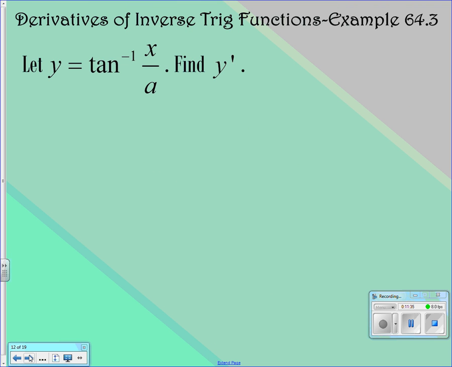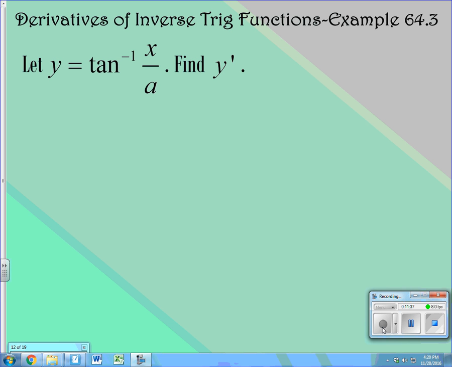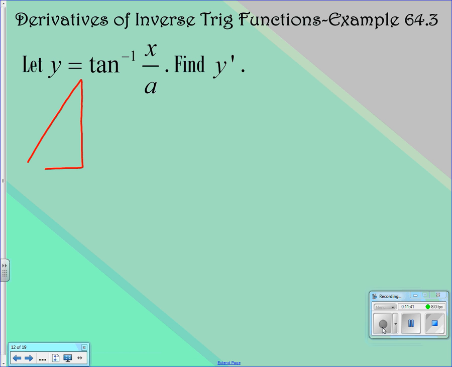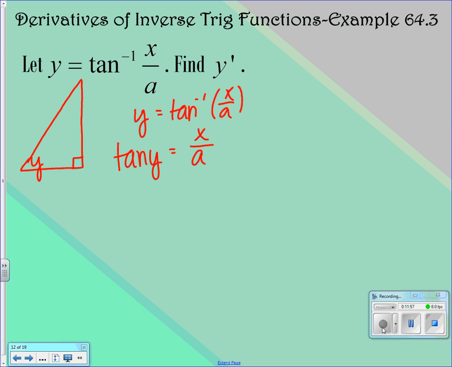So now we're going to do the same thing for a tangent. All right, so again, we're going to draw a right triangle. And we need to take y equals tangent inverse of x over a and rewrite it as the tangent of angle y equals x over a. So our angle is y here. The tangent is x over a. So it's opposite over adjacent, x over a.